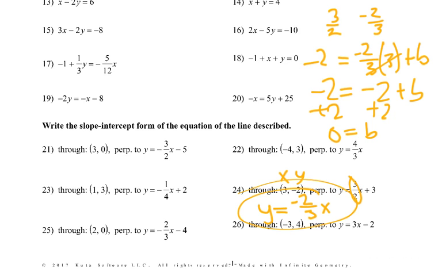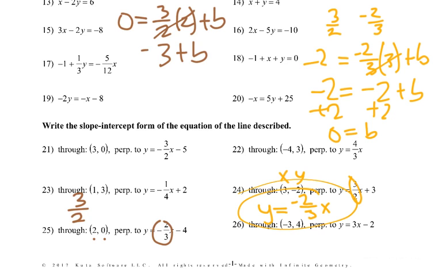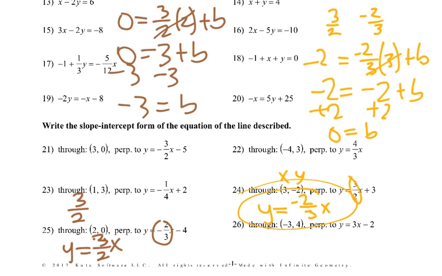Okay, 25, 2 and 0. Slope of negative 2/3 would become positive 3/2. So 0 equals 3/2 times 2 plus b. The 2's cancel. 3 plus b equals 0. Subtract 3. Negative 3 equals b. My new equation, y equals 3/2 x minus 3.